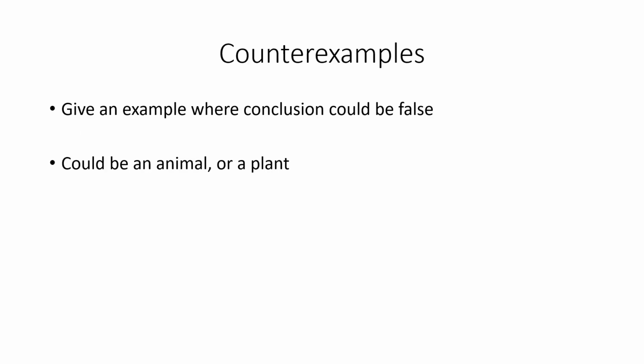So a good way to show that an argument is invalid is by offering a counterexample. A counterexample is showing a circumstance where even if all the premises are true, the conclusion could turn out to be false. In our previous argument, a counterexample could be I could be an animal or I could be a plant, because they can eventually die as well. So that is a way we can show how an argument is invalid, by providing a counterexample where all the premises may be true, but the conclusion could turn out to be false.